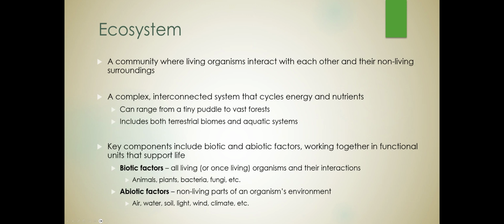And so an ecosystem could be something as small as a tiny puddle or a drop of water, and it can go all the way up to a huge forest like a rainforest. So there's a wide range of what an ecosystem could include. But what we do see are these systems where energy is utilized and nutrients are cycled. And so what we're going to be looking at over the course of this lesson are just the different components of the ecosystems and how they work together.